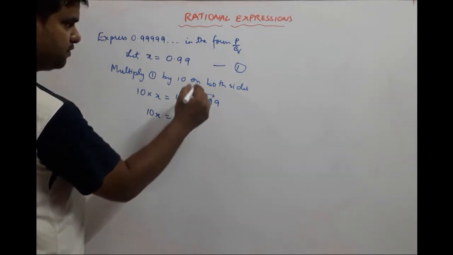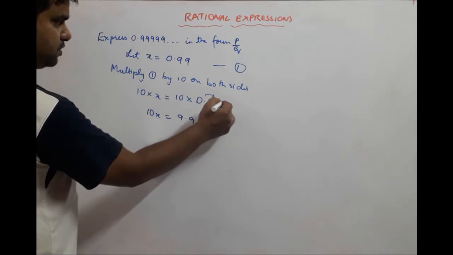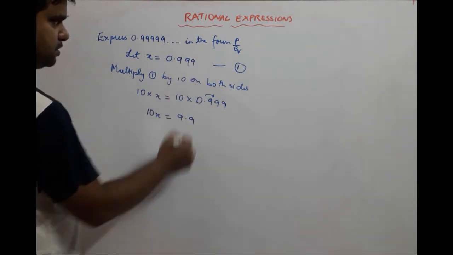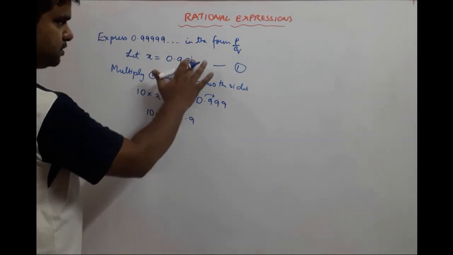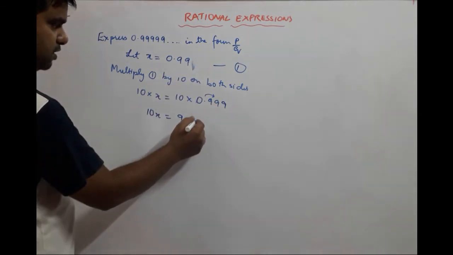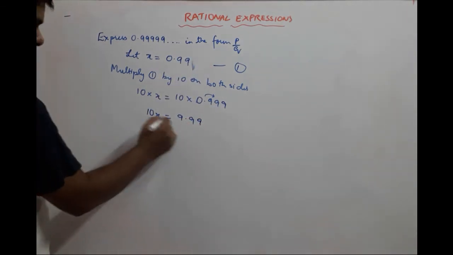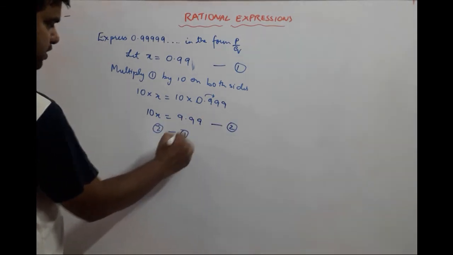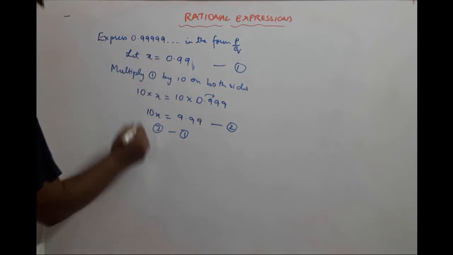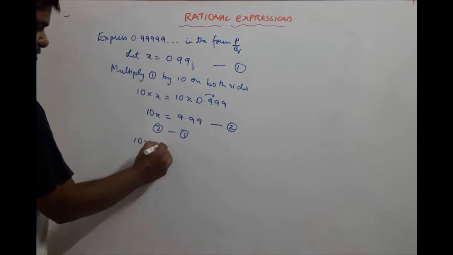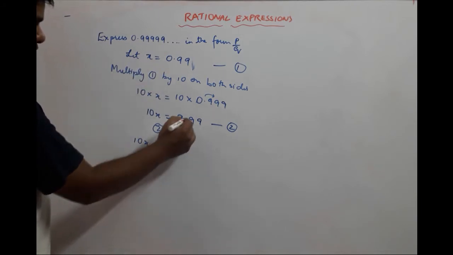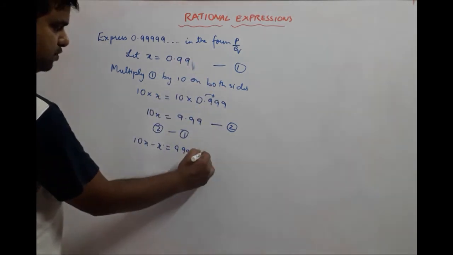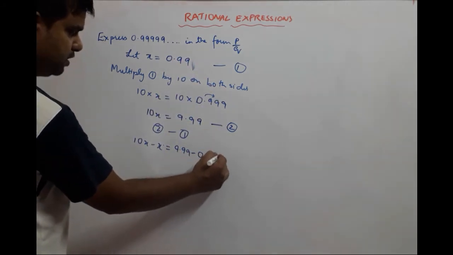9.9, and we'll take one more place, in fact 0.99. Okay, so take this as 0.99 only, and we'll take this as 9, and we'll mark this as 2. So 2 minus 1 gives us 10x minus x, that is 10x minus x equal to 9.99 minus 1, that is 0 minus 0.99.